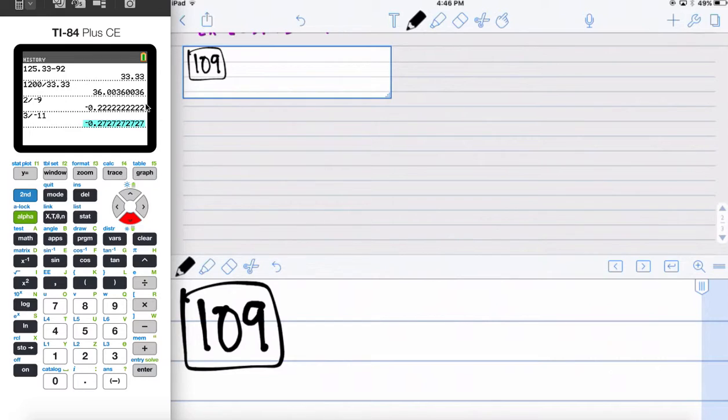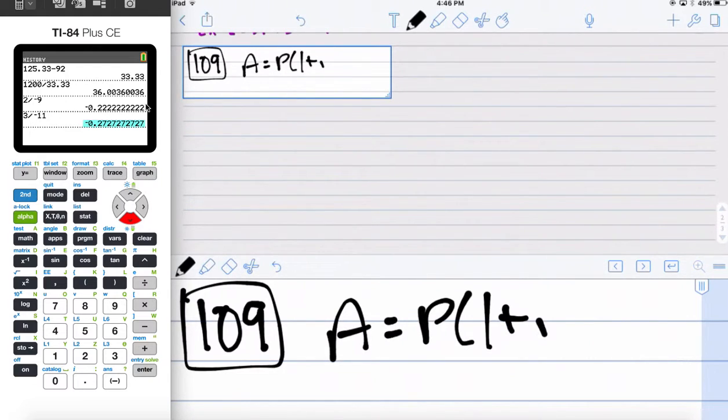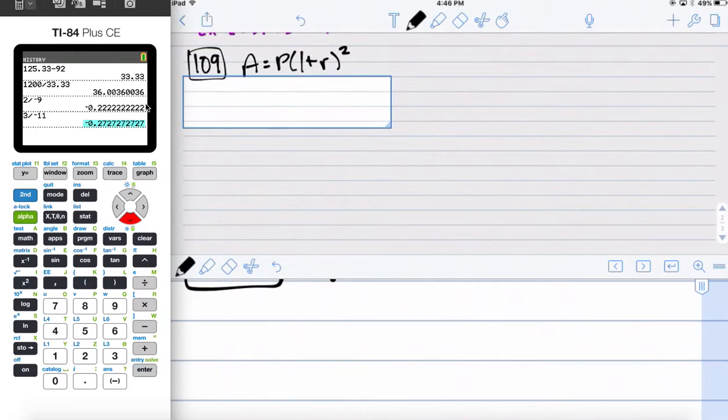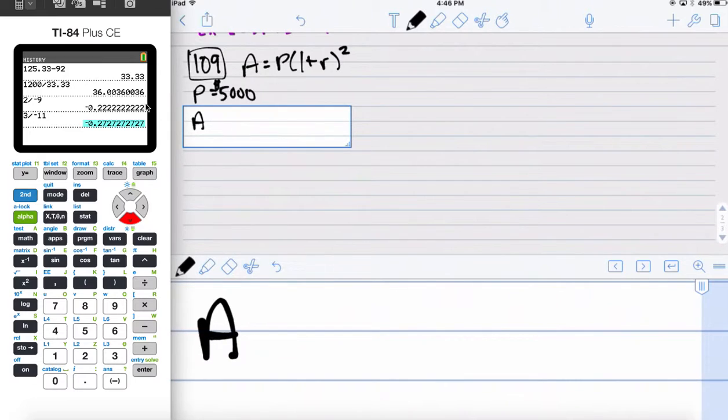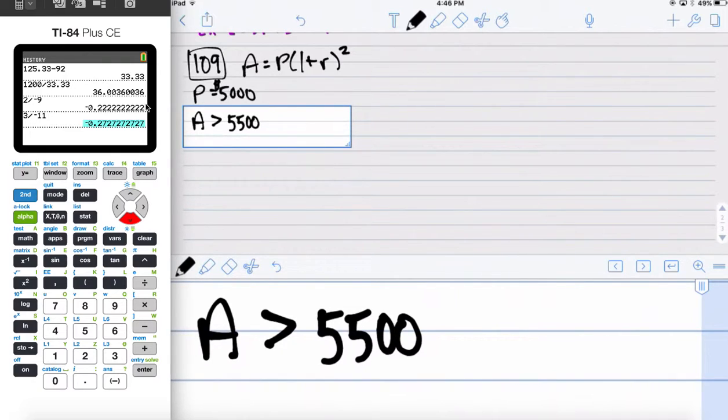Right, 109 says P dollars invested at an interest rate R annually increases to an amount of A equals P times (1 plus R) squared in 2 years. An investment of $5,000, so P is equal to $5,000, is to increase to an amount greater, so we want A to be greater than $5,500 in 2 years. What is the interest rate? That's what we're trying to find, R.